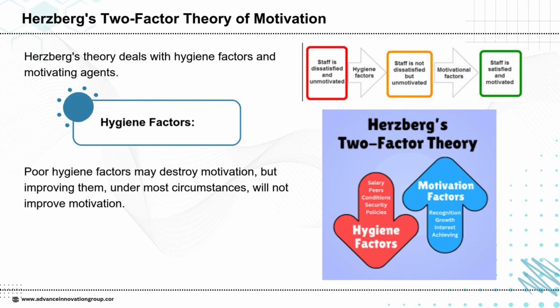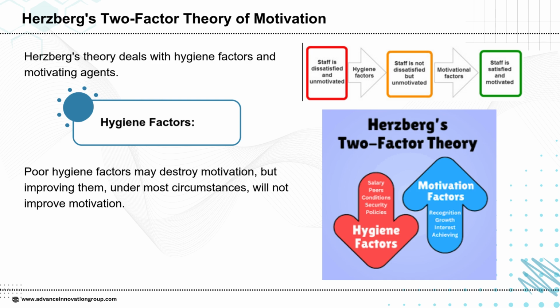Herzberg's two-factor theory explains that motivation at work is influenced by two sets of factors: hygiene factors and motivators. Hygiene factors include things like salary, job security, company policies, working conditions, and relationships with peers. These factors do not directly motivate employees, but if they are missing or poorly managed, they can cause dissatisfaction. For example, unfair salary or poor working conditions can make employees unhappy and unmotivated.